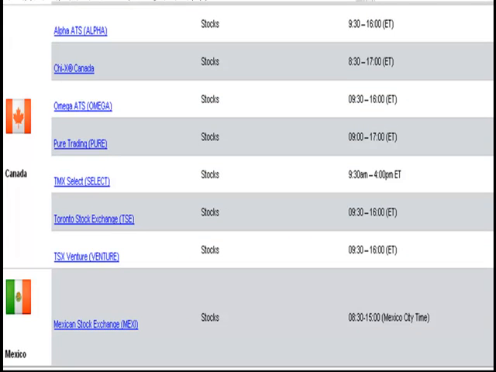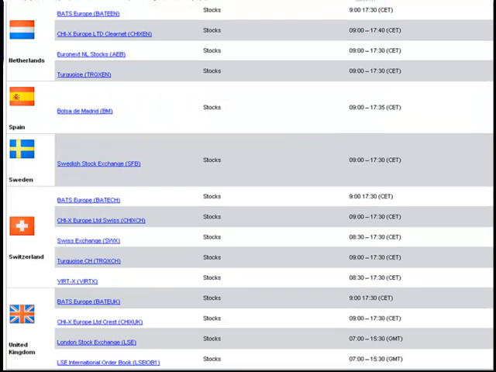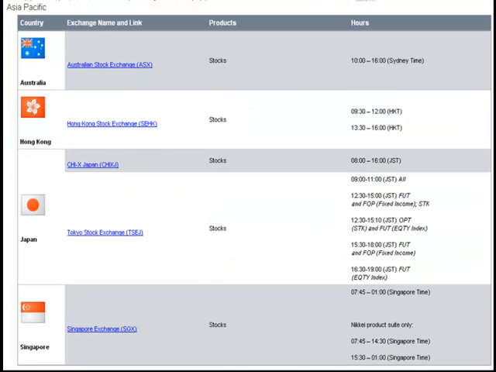In addition, here are ones in Canada. There are ones in Mexico. You have Australia, Belgium, France, Germany, Italy, Netherlands, Spain, Sweden, Switzerland, the United Kingdom, and in Asia, you've got Australia, Asia Pacific, Hong Kong, Japan, and Singapore. Literally there's just a ton of them throughout the world that you can pick from. In the U.S. alone, there are over 20,000 stocks just on the New York Stock Exchange, the American Stock Exchange, and the NASDAQ. So there's a lot to pick from.